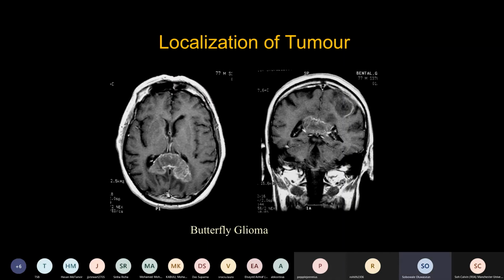Okay. So once you localize the lesion to the corpus callosum, there are very few things that affect the corpus callosum. If you've got a tumor, you've either got a butterfly glioma or lymphoma. So localization is very, very important.